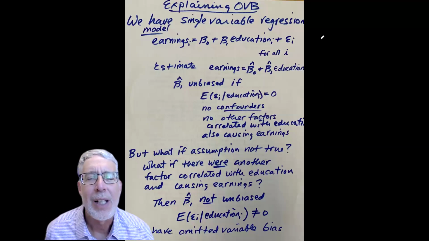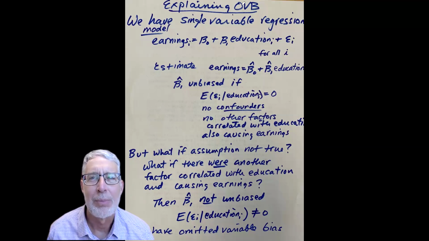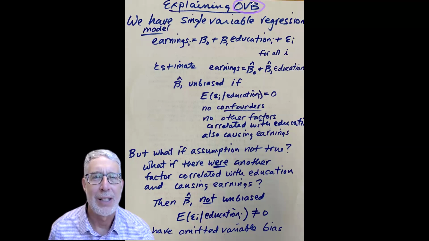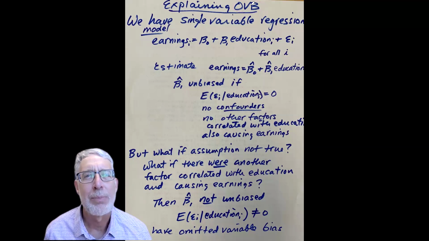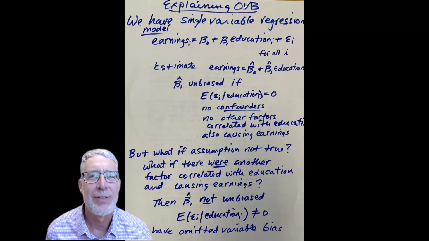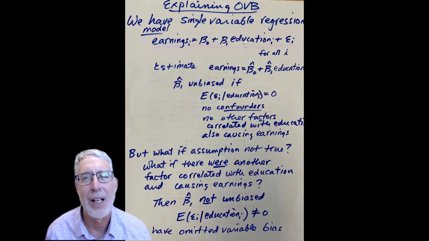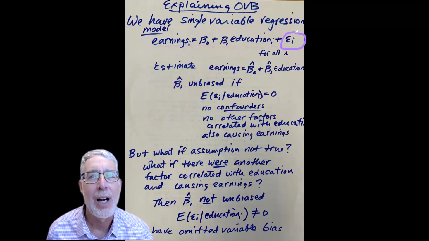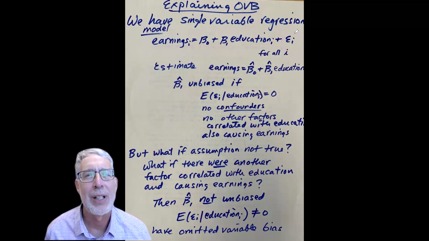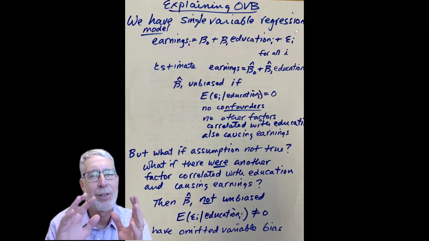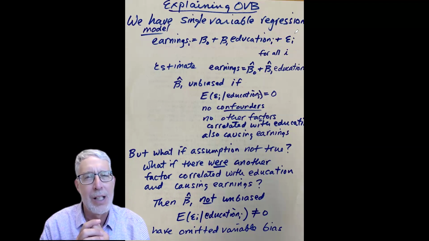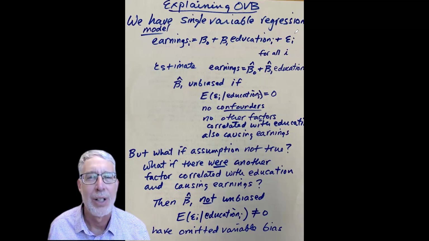Hi, everybody. Today I'd like to do a short video that explains omitted variable bias, or OVB as we call it. And we'll explain it by starting with the case of a single variable regression, where our model is that earnings depends on education. And there are other factors encapsulated in the error term, other factors that explain part of the variation in earnings.